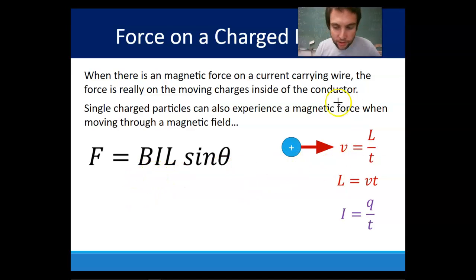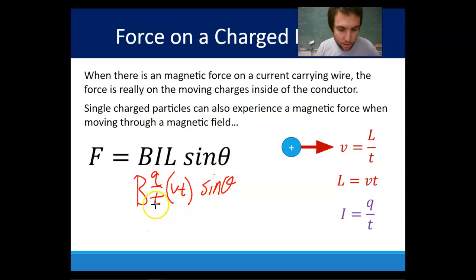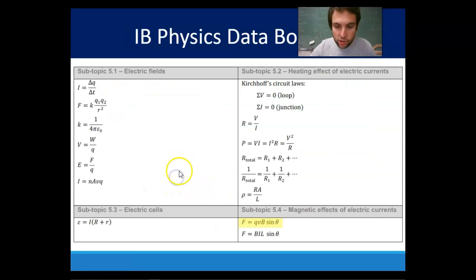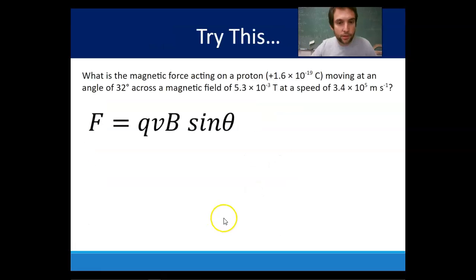All right, so using these relationships and using our force equation, we're still dealing with a magnetic field, so B is still going to be there. But we can substitute Q over T, and we can substitute V times T, and we still get sine theta. We have a T in the denominator, T in the numerator, and we get BQV sine theta. This is our equation for force on a charged particle. On your equation sheet, that's that first one. I told you we'd get to it, as promised.